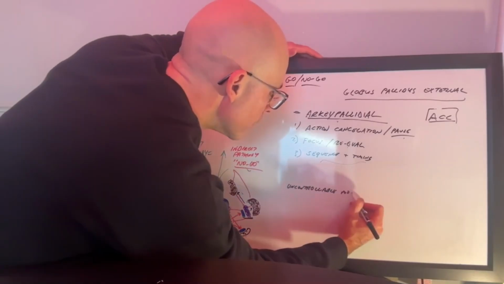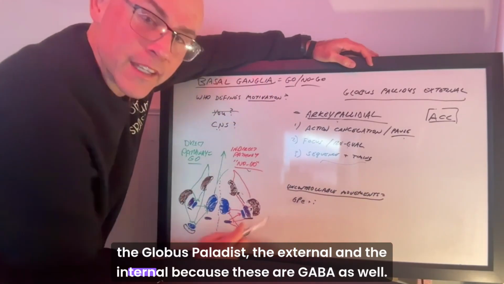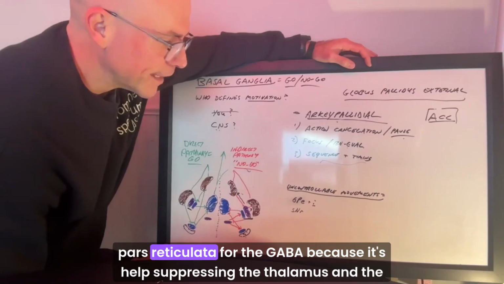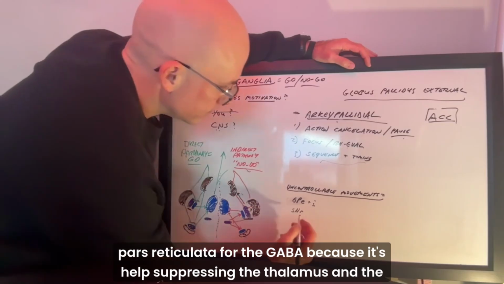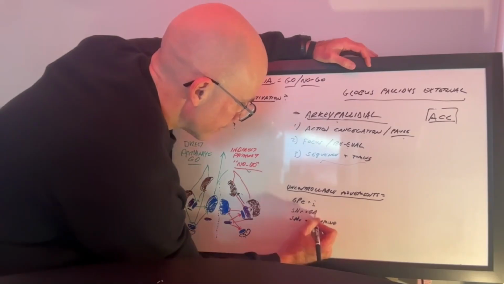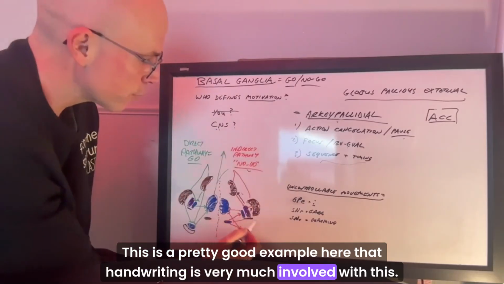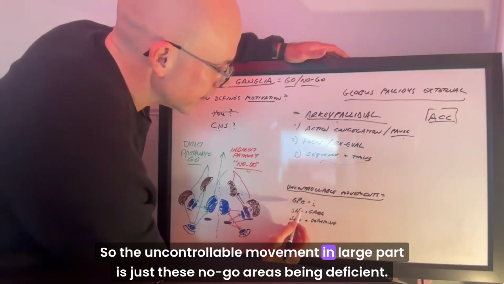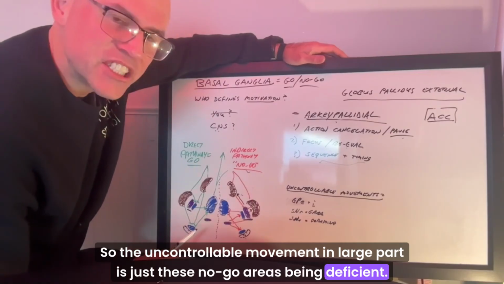So uncontrollable movements will be in large part the globus pallidus, the external and the internal, because these are GABA as well. Substantia nigra pars reticulata for the GABA, because it's helping suppress the thalamus, and the substantia nigra pars compacta, dopamine, GABA. This is a pretty good example here that handwriting is very much involved with this. Every action is involved with this. So the uncontrollable movement in large part is just these no-go areas being deficient.